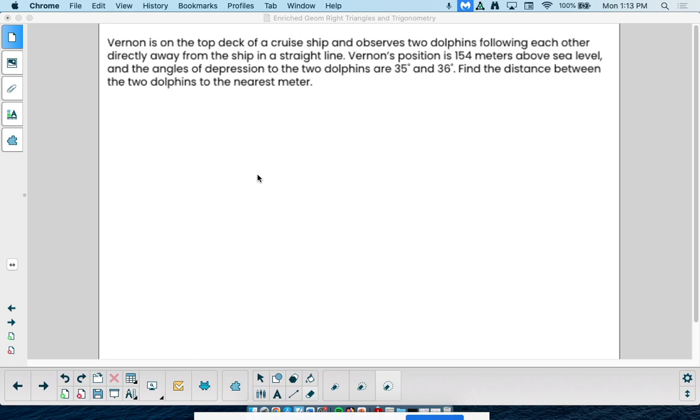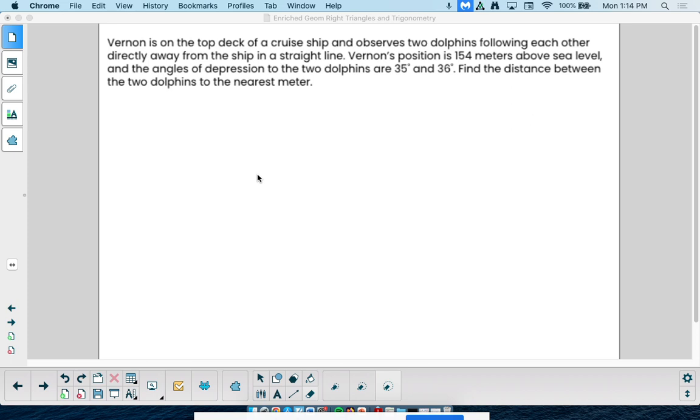So here we go. It says Vernon is on the top of a deck of a cruise ship and observes two dolphins following each other directly from the ship in a straight line. Vernon's position is 154 meters above sea level, and the angles of depression to the two dolphins are 35 degrees and 36 degrees. Find the distance between the two dolphins. What should you probably do first?